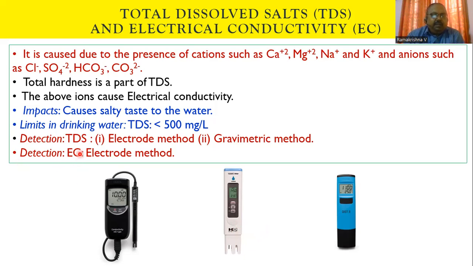So the relation between TDS and EC: when a high amount of salts is present, a high amount of EC is present. So they are internally correlated with each other.